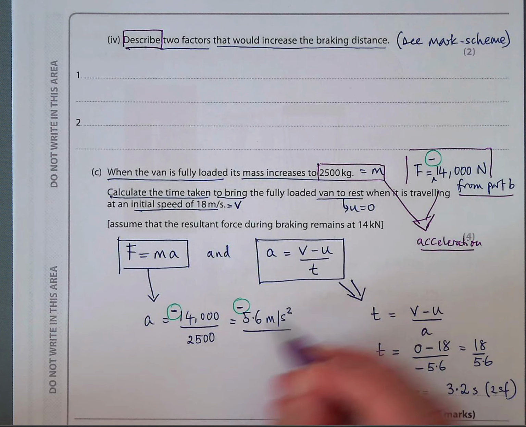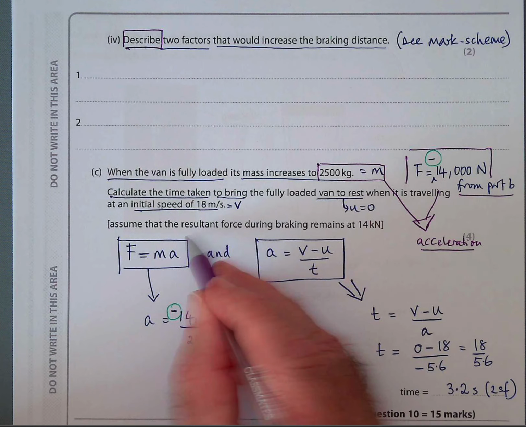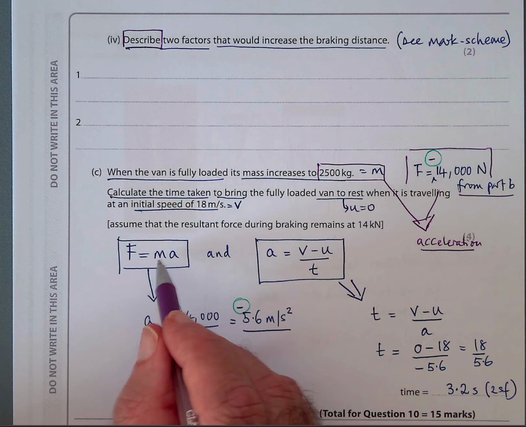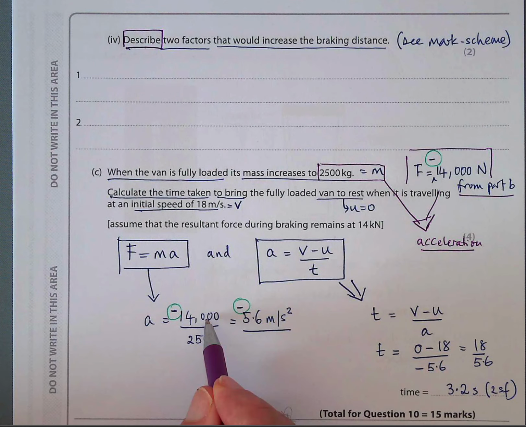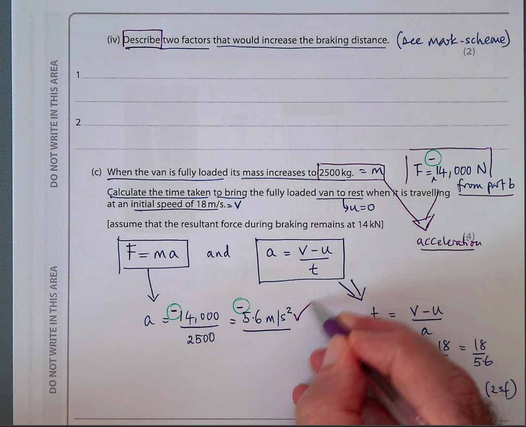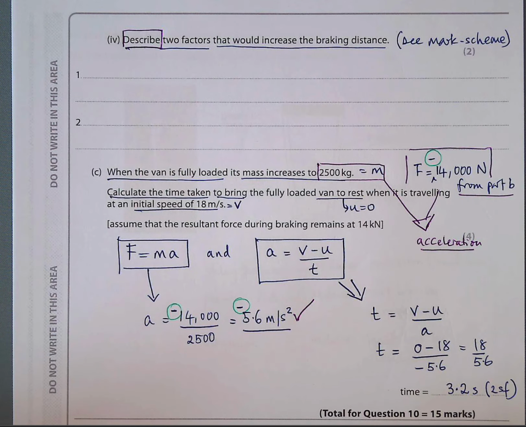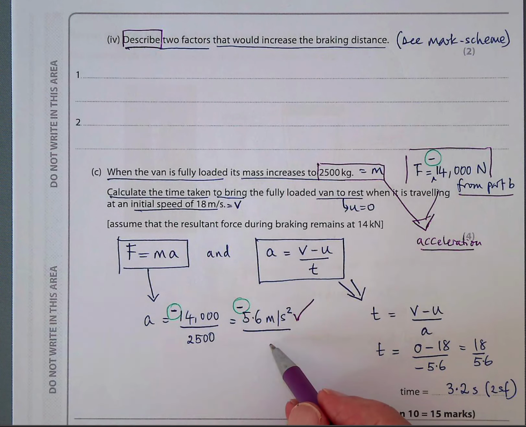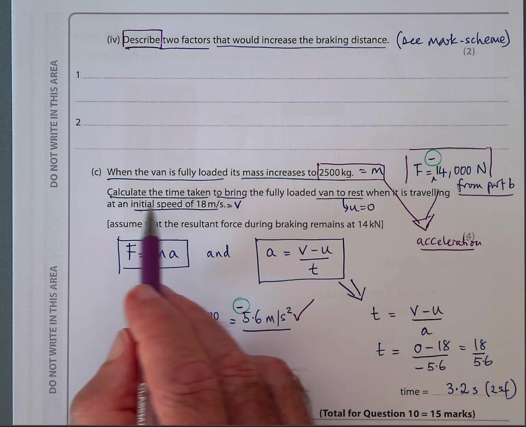And if you do that, the new acceleration using F equals ma would come to 14,000, again negative. It'll be minus 5.6. So if you've got minus 5.6, you've worked out the new acceleration. I think before it could accelerate at minus 7.4. Okay, this time calculate time.